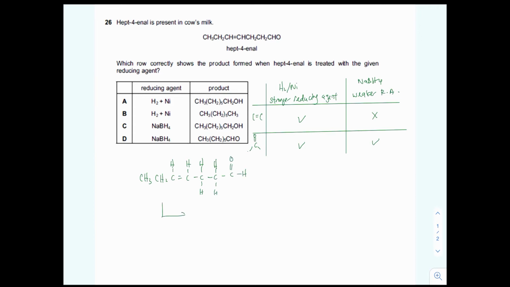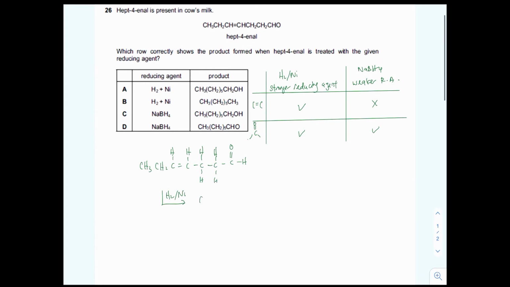Alright, now with the help of hydrogen and nickel, since this is a strong reducing agent, it will reduce both functional groups. That means you will get this CH3, CH2, where the alkene becomes an alkane at this side. You can see the double bond is being opened up, so these two are the new hydrogens that are added in, and then continue on with this.